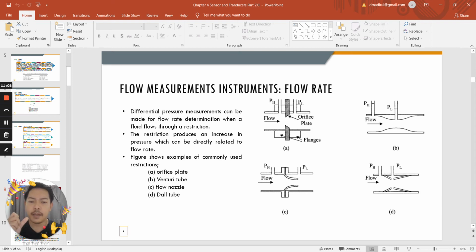In diagram C, you can see the type of restriction known as a flow nozzle. At the end, there is a nozzle in which the space of the pipe is reduced by inserting the flow nozzle to put a restriction to the flow. Another type of restriction commonly used in flow is the Dall tube. You can see how the Dall tube is inserted into the pipe to put a restriction into the flow.